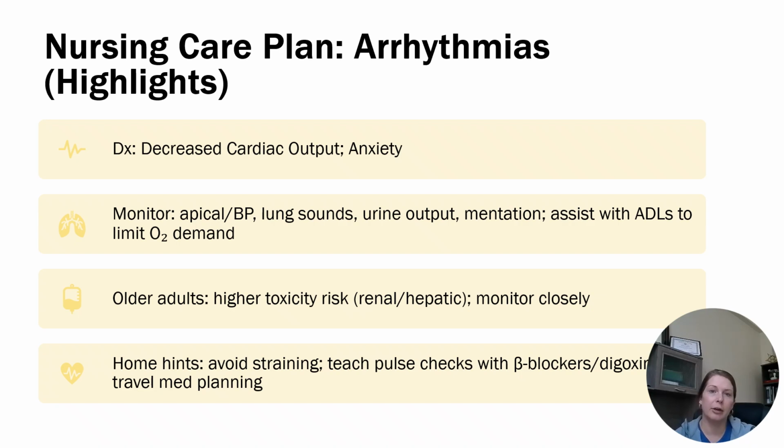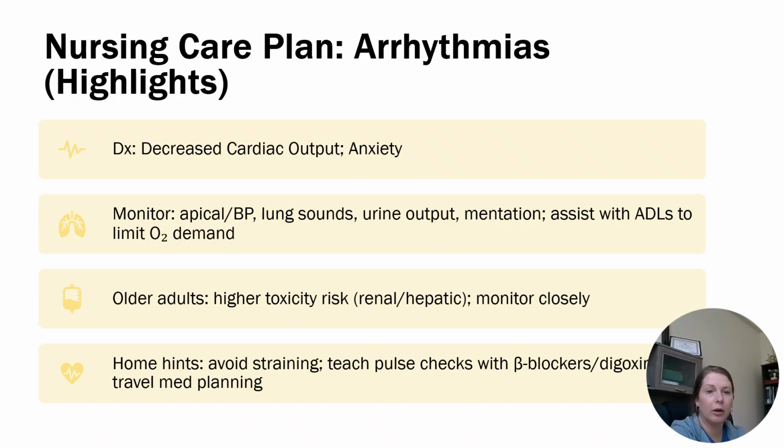Alrighty, so our nursing care plan for arrhythmias: we're going to have a diagnosis of decreased cardiac output, anxiety. We want to monitor our patient's apical heart rate and blood pressure, make sure we're listening to lung sounds, and monitoring urine output and our patient's mentation, and assisting with ADLs to conserve energy and limit oxygen demand.